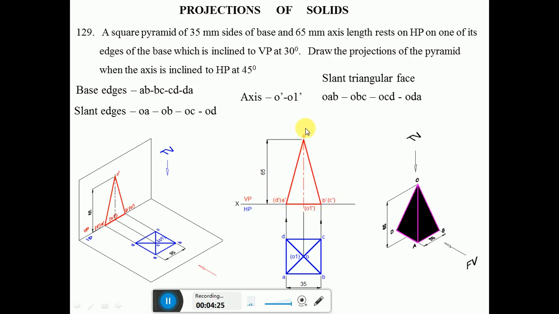So this is going to be the first position: a square pyramid of 35 mm sides of base and 65 mm axis length. The base is here, and the height of the pyramid is 65 mm, so we mark that. It rests on HP on one of its edges of the base, such that the base edge is perpendicular to VP, because one of the edges has to be resting on HP. So make that edge perpendicular to VP.